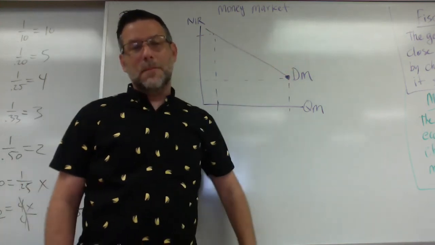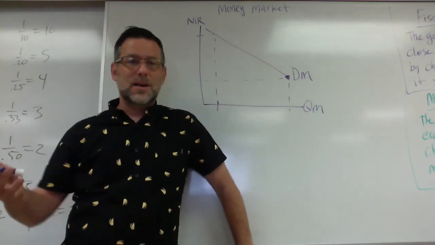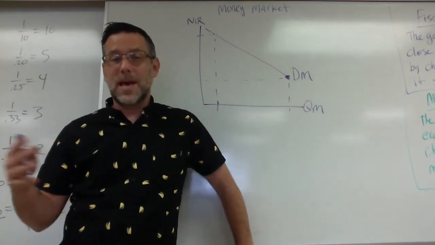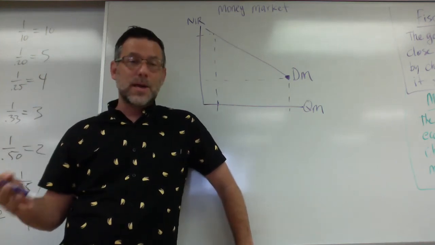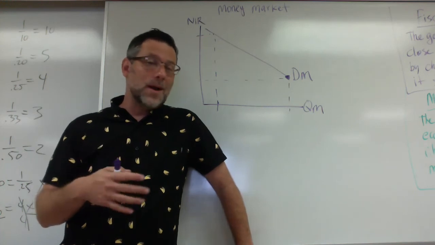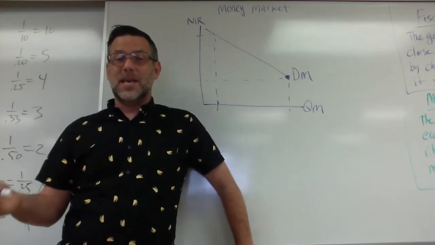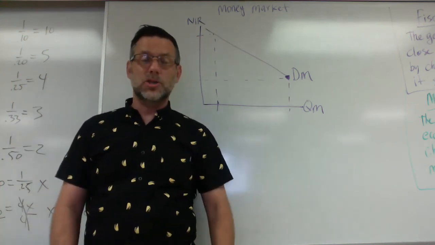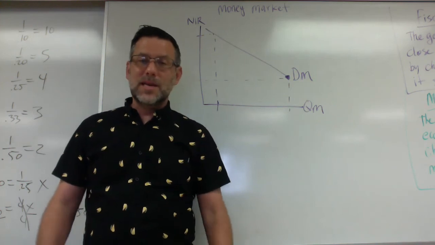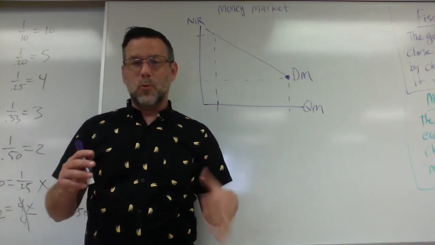And then there's a really kind of weird shifter with this one, which is how easy it is to convert M1 to M2. The easier it gets to convert M2 to M1, the less people want M1 and the more they want M2. Because if I can collect interest on my money and I can easily spend it, that's better than just easily spending it. So the easier it gets to convert M2 to M1, the less people really want M1.